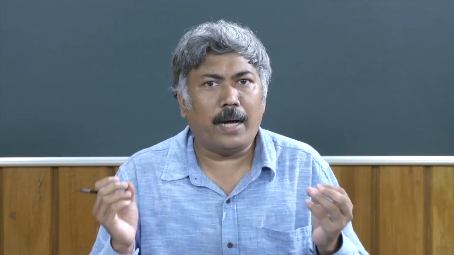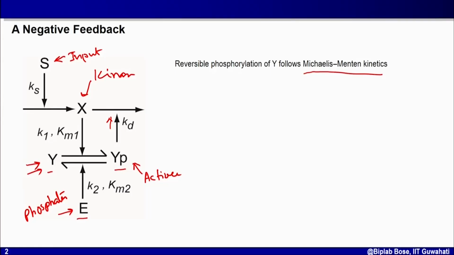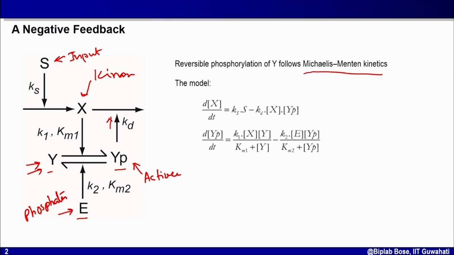We have included some other molecules here to create a circuit. So the first thing is I am considering this reversible reaction of Y to YP as Michaelis-Menten kinetics. So let us start writing the ODEs. I have three dependent variables X, Y and YP. S is input and this is constant. S is not changing with time. So as I have three dependent variables, I have to write three ODEs.